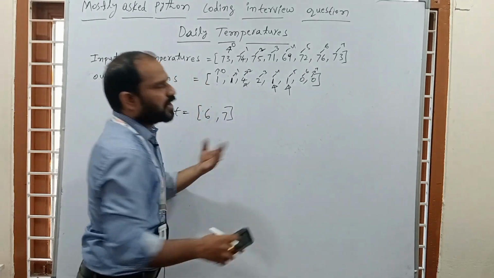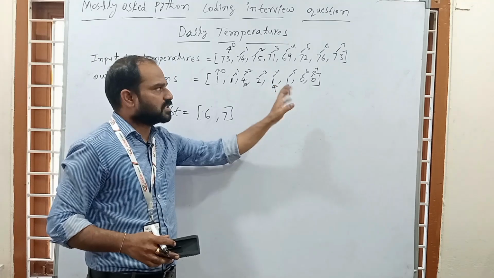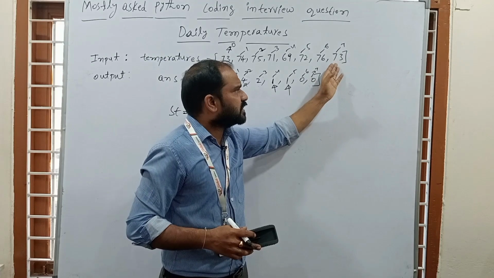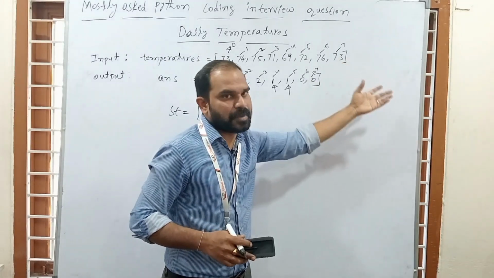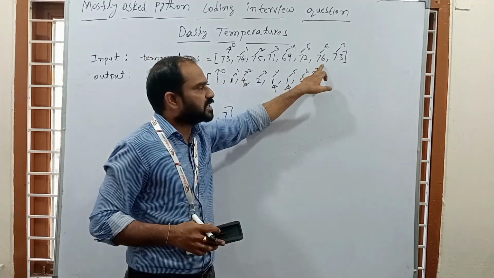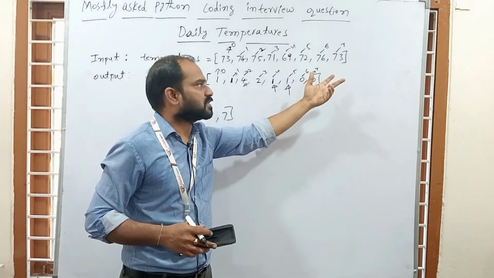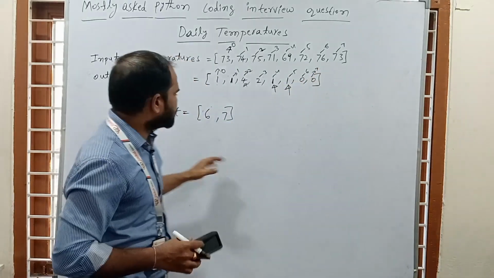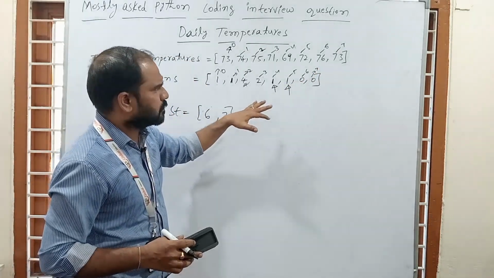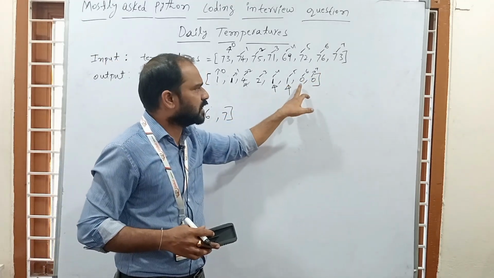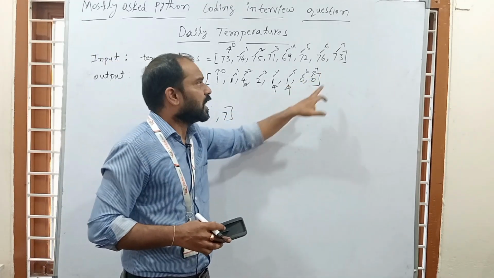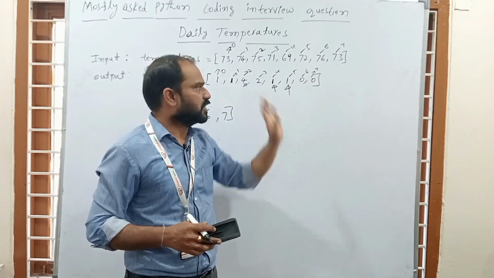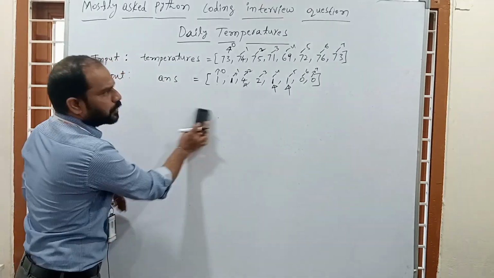But we have transferred all the elements. After this 73 we don't have any next highest temperatures. It means that after 76 there is no higher temperature, so the more temperature value is not there, and that's why the default value is kept. And for 73 also there are no upcoming higher temperatures, so the value will be 0. This is the logic you need to implement.